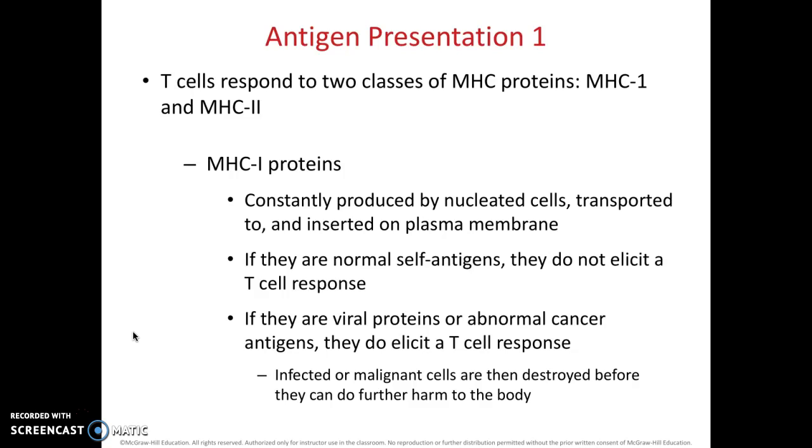MHC1 proteins are constantly produced by all cells in the body that are nucleated, which means that they wouldn't be present on erythrocytes, remember, because they're anucleate cells. And they're transported to and inserted on that plasma membrane. So they basically label that this is a normal cell. If they're self-antigens, then they wouldn't elicit that T cell response, remember, because of the positive selection of T cells. But if they are viral proteins or abnormal cancer antigens, they do elicit the T cell response. So infected or malignant cancerous cells are then sometimes, hopefully, destroyed before they can do further harm to the body.